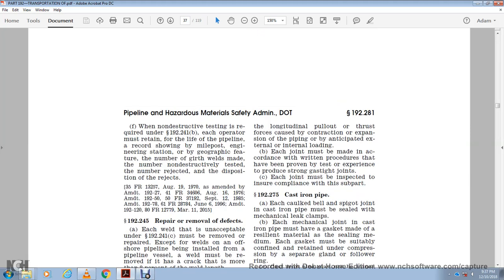longitudinal pull-out forces, the thrust of the force of contraction and expansion of the pipe, with the anticipated external and internal loading. Each joint must be made in accordance with a written procedure that has been proven by test or experience to produce a strong, gas-tight joint. Each joint must be inspected to ensure compliance with this subpart.